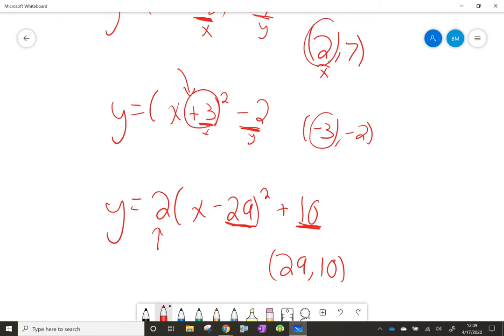This comes from the inside part of the parentheses with the x, and this is the part on the outside, okay? The h and the k value, okay? So there's vertex form. The number in front is technically the a value, but we're not going to worry about that too much right now.